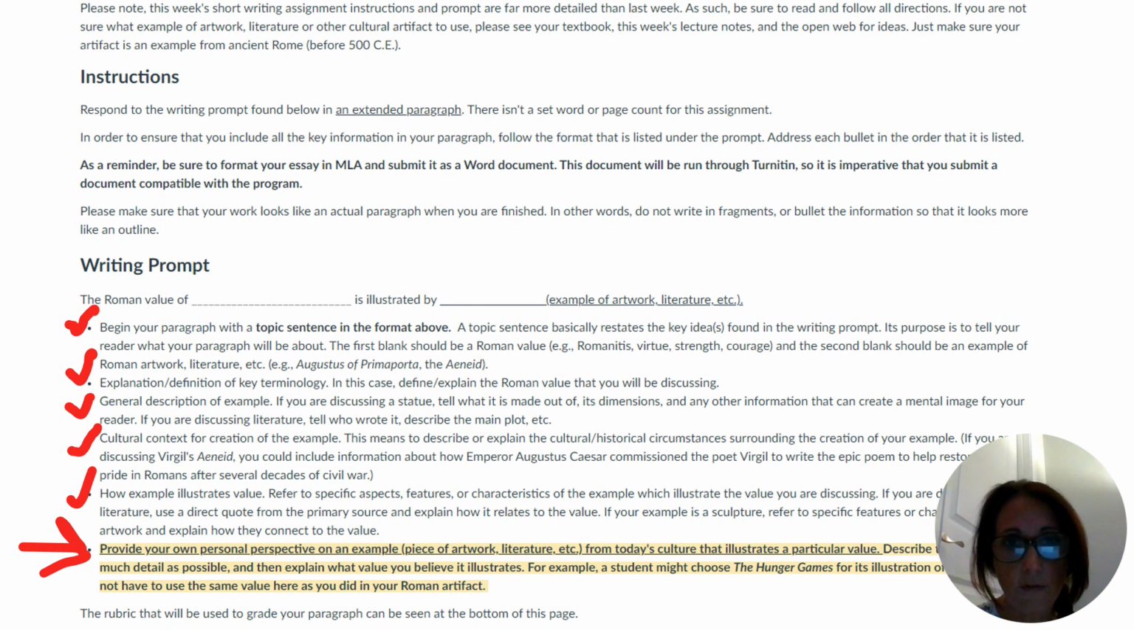And the example I gave is the Hunger Games. If you've read those books or seen the films, you know that Katniss Everdeen is very representative of courage. And a lot of the other characters in that book series also demonstrate courage. So that might be the value that I evaluate in my analysis if I were to complete this assignment.